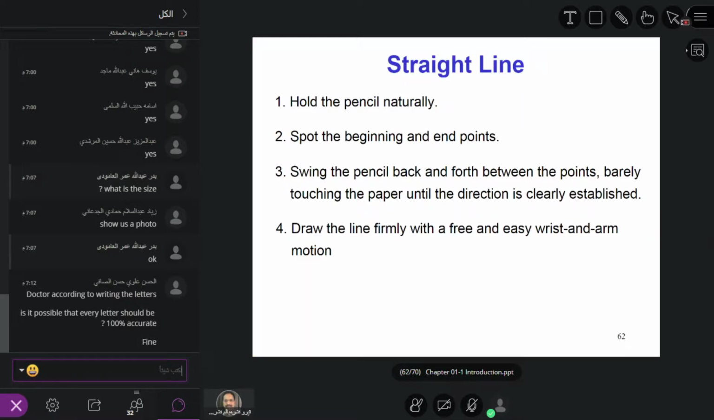How should you draw a freehand sketch? Hold the pencil naturally, spot the beginning and end points. If you want to draw a line, just keep it straight, so you know what the starting point and the ending point are. Swing the pencil back and forth between the points, barely touching the paper until the direction is clearly established. Draw the line firmly. There's no specific instruction to draw. It depends on person to person.